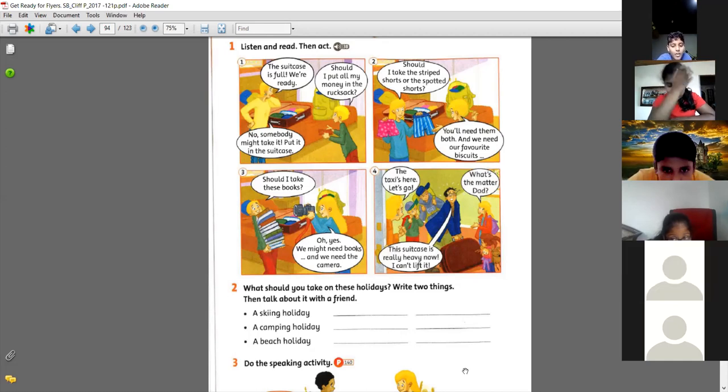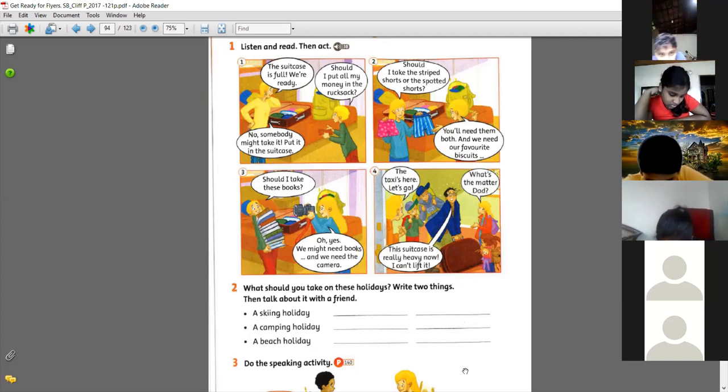Teacher, I have finished my work. Good. Yes, what are the words you have written there? Skiing holiday: gloves, beanie hat. A camping holiday: rucksack, trainers. A beach holiday: sunglasses, balls.